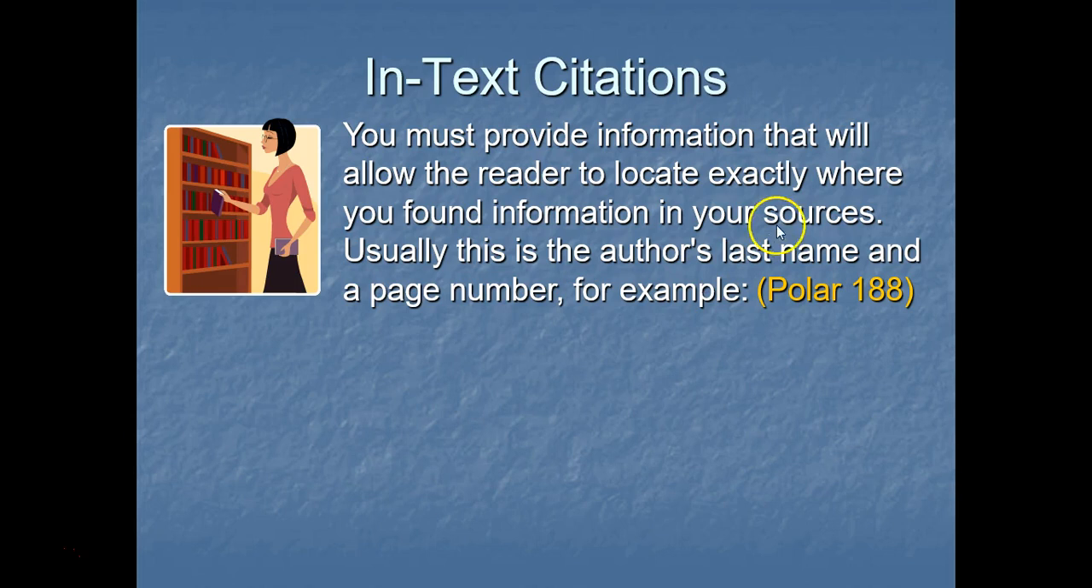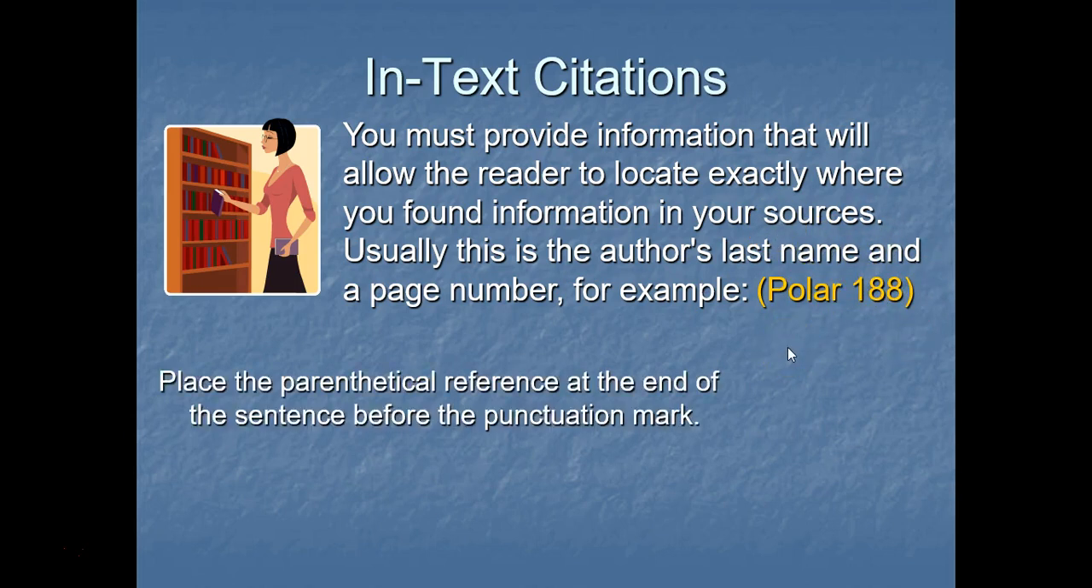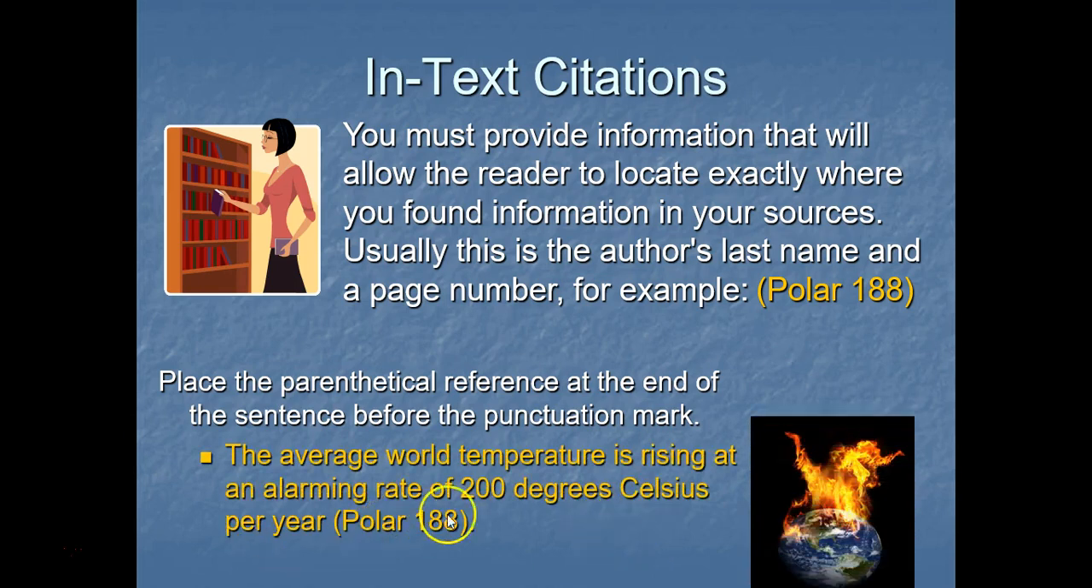So for example, you could see here that you could find this information on page 188 of Polar's book. You're going to place the parenthetical reference at the end of the sentence and before the punctuation mark. So you can see here, page 188 from Polar. This information came from this book and this page of the book, and then the period is at the end. So there's no period here. You put it at the end. And we know that this information was restated or rephrased. It's not exactly the same because there are no quotation marks.